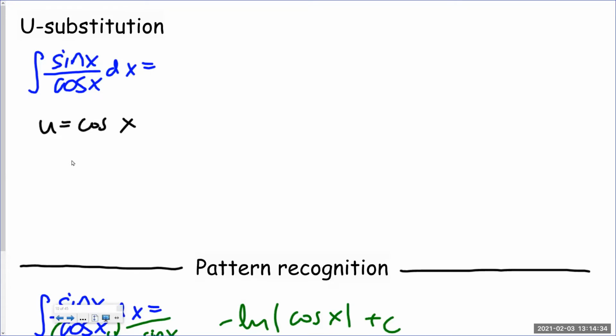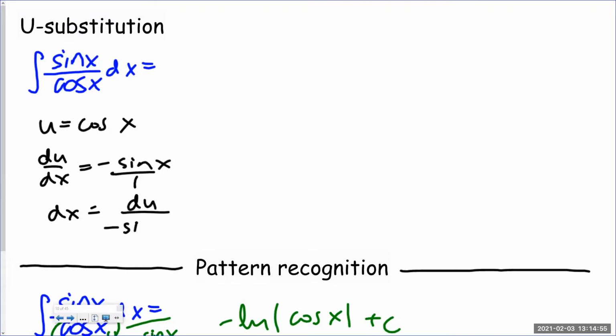Okay, so u equals cosine x, du dx equals, we've got to think about this for a while. I'm taking the derivative. What's the derivative of cosine x? Negative sine x. Then solve for dx. Again, I'm going to force this into a fraction and cross multiply. When I solve for dx, I get du over negative sine x. I'm going to replace my u and my dx. So what I get here is sine x over cosine x, but that cosine x is my u, times dx. This dx right here is going to be du over negative sine x.